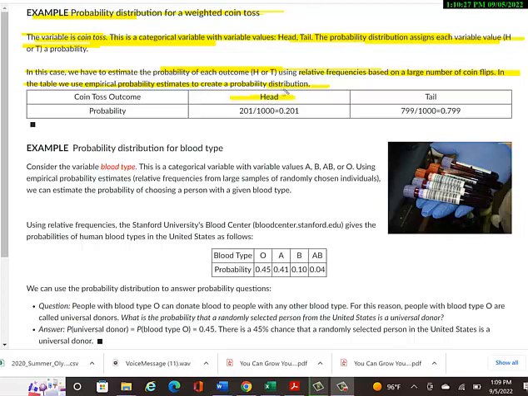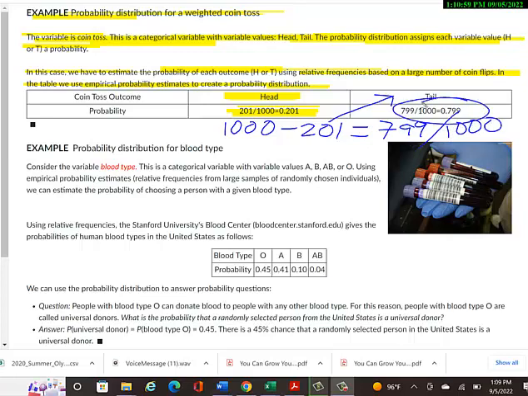So we're going to assume that the probability of heads is 0.201 because it's a weighted coin. And this is empirical probability, so it's not theoretical. This has actually been maybe done in an applet, or someone's actually flipped this coin 1,000 times. But if the probability of heads is 201 out of 1,000, the probability of tails must be, well, there were 1,000 coin flips, 201 of them were heads, the rest must be tails. How many are left? 799 out of the total number of coin flips, 1,000. And those divide out to become 0.799.